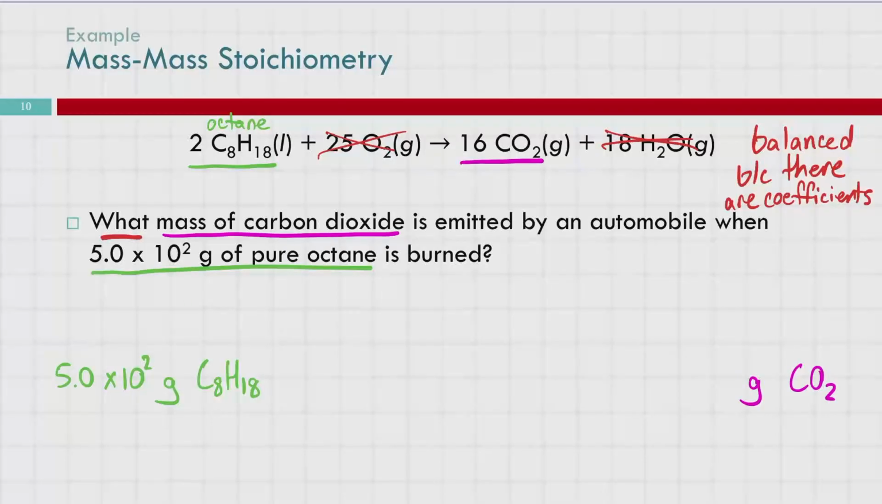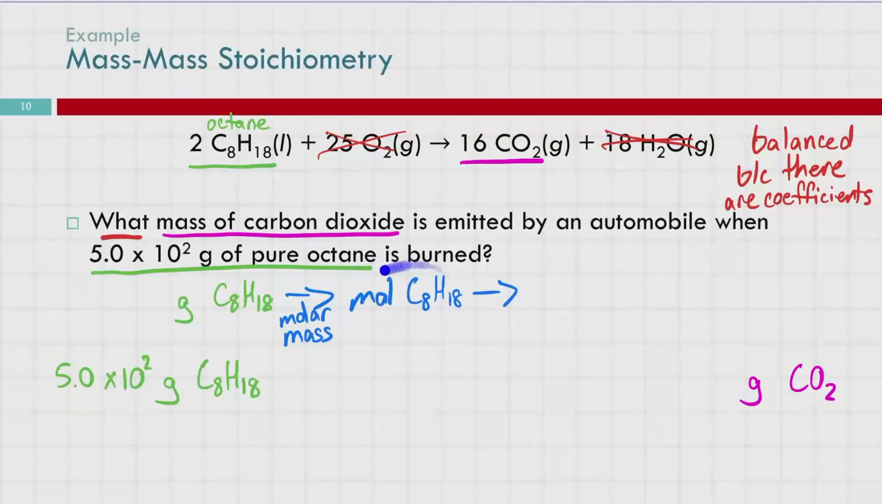So we're starting with grams C8H18. We can get to moles C8H18 using our molar mass. We'll have to calculate that. If I remember correctly, it's like 118, somewhere in there. And then from our moles of C8H18, our octane, what can we do with that?